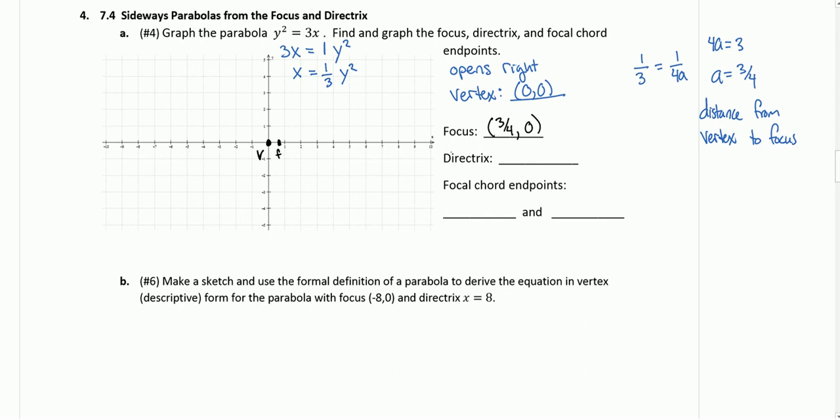The directrix is on the opposite side of the vertex, the same distance away. So 3/4 to the left of the vertex, we have the directrix, which is this line. The equation of the directrix is x equals, all vertical lines are x equals, and negative 3/4 is the x value it goes through.